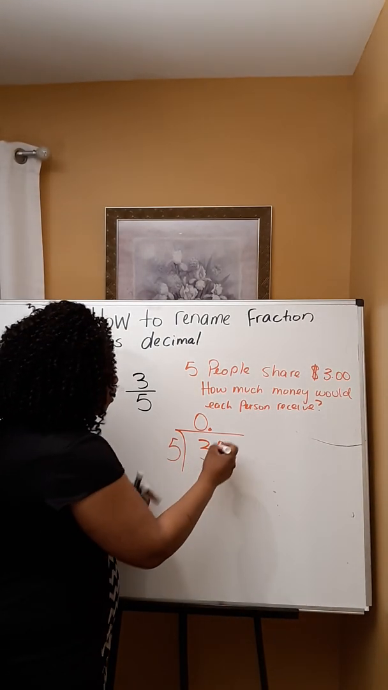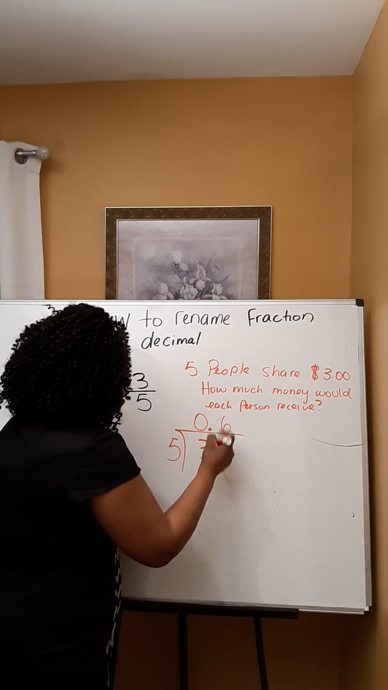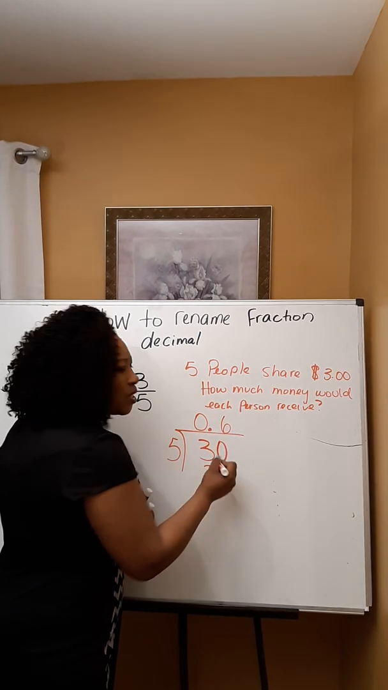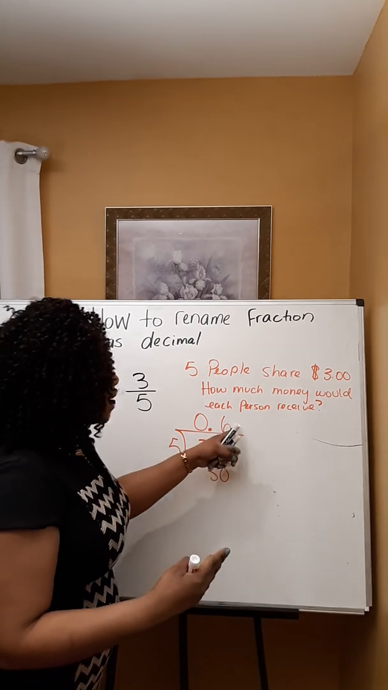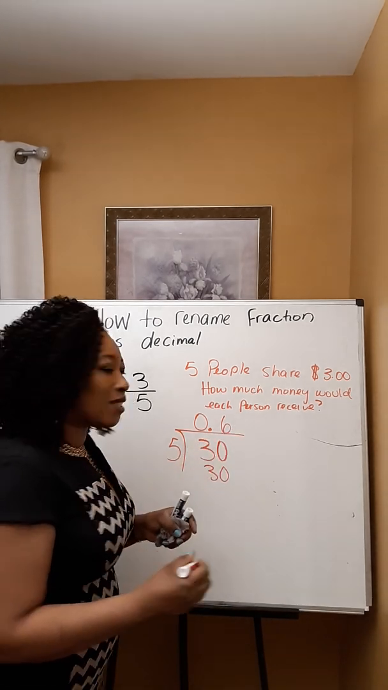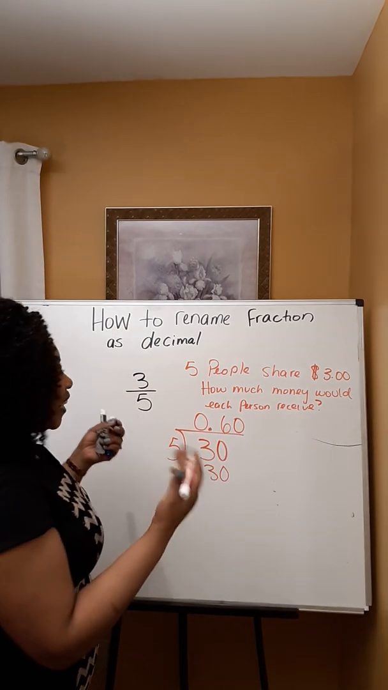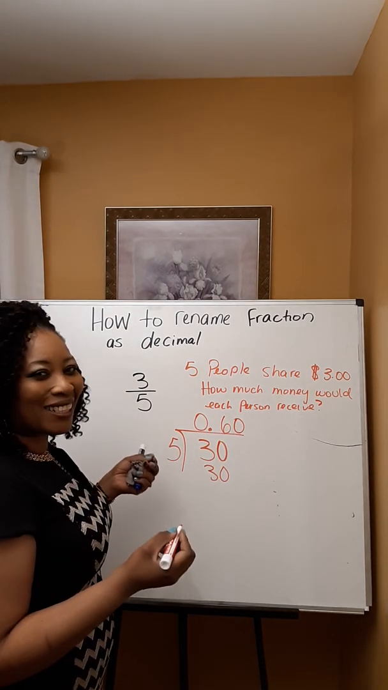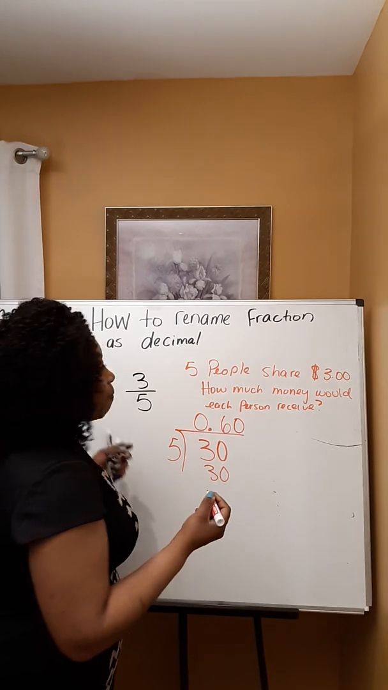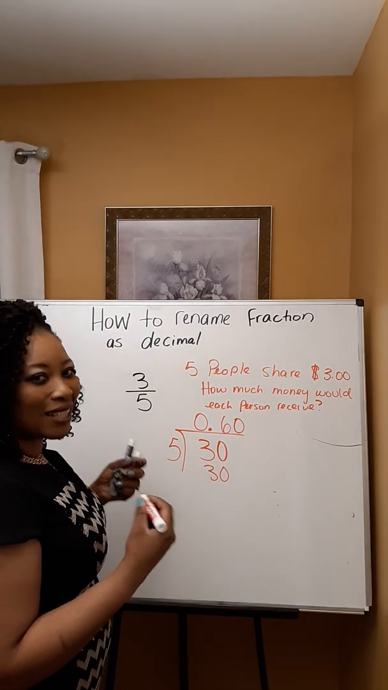Now 5 goes into 30 6 times. 5 times 6 is 30. And since we're talking about money, your answer has to be expressed in the hundredths place. So I'm going to have to add a 0. Now I can clearly see that my answer is going to be 60 cents. So each person would receive 60 cents.